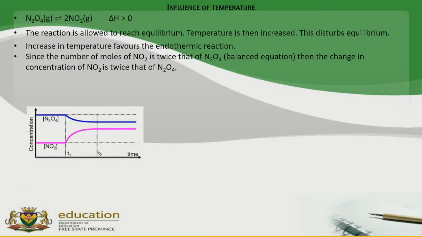Now, we are told that a reaction is allowed to reach equilibrium, and then at equilibrium the temperature is increased. Now, when you increase the temperature, remember I said either you change the temperature, the concentration, or the pressure, you disturb equilibrium. So in this case, you have increased the temperature. It means you disturbed equilibrium. So what does the system want to do? It wants to go back to equilibrium. How will it go back to equilibrium?